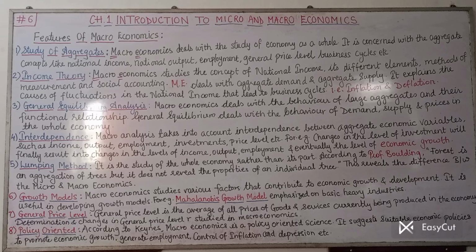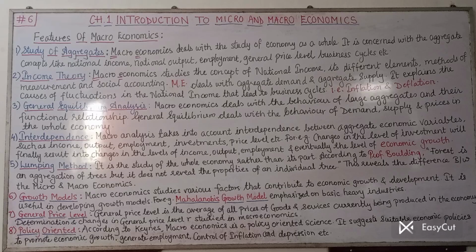Let us see. According to Professor Boulding, a forest is an aggregation of trees, but it does not reveal the properties of an individual tree. So Professor Boulding has described macroeconomics as good as a forest, which is a total of trees, an aggregation of trees, but it does not reveal the properties of an individual tree, because it is studying the entire economy as a whole, and hence macroeconomics cannot describe the individual units forming that entire economy. That is what is meant by Professor Boulding.